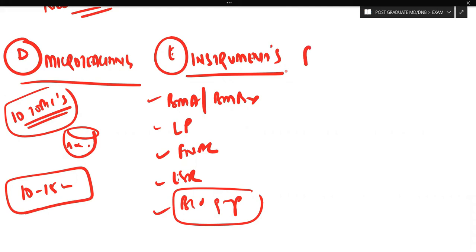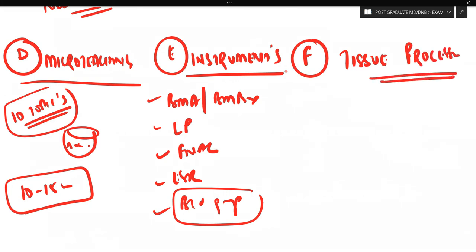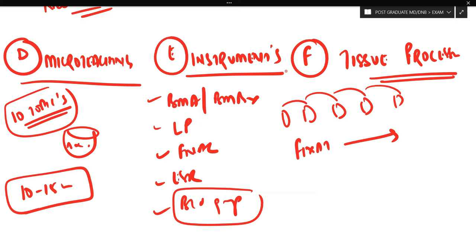Then tissue processing. Now you all know, all of you are having histopathology in your college. So there is a tissue processing room wherein you have containers where they are transferring all the different kinds of tissues from one container to another. Some of them have automatic containers. Then this is the tissue processing part. So tissue processing, right from the fixation part till they are forming the blocks, you have to know each and everything in and out.